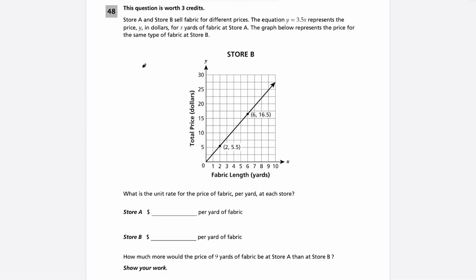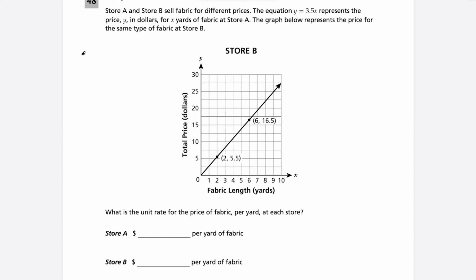Question 48, store A and store B sell fabric for different prices. The equation y equals 3.5x represents the price y in dollars for x yards of fabric at store A. And the graph below represents the price for the same type of fabric at store B. We want to know what is the unit rate for the price of fabric per yard at each store. And then we want to know how much more would the price of 9 yards of fabric be at store A than at store B.